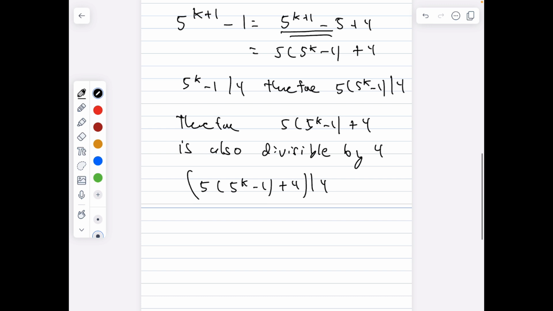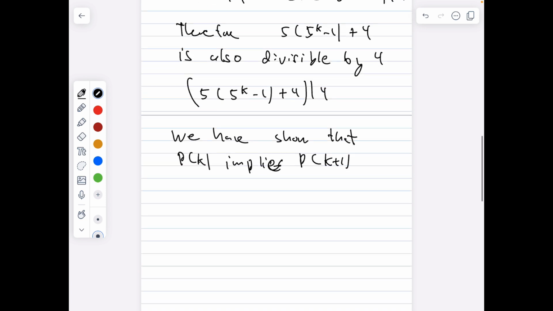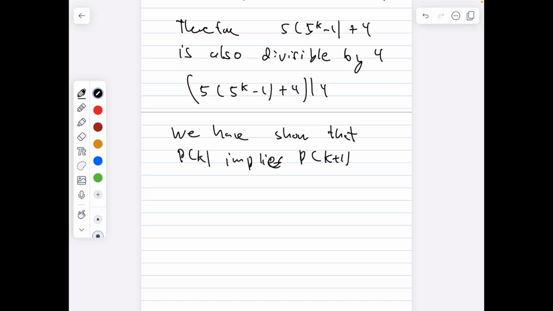And therefore, we have shown that P of k implies P of k plus 1. My E there got a little wild there. P of k plus 1. And therefore, 5 to the n minus 1 is divisible by 4 for n greater than or equal to 0.